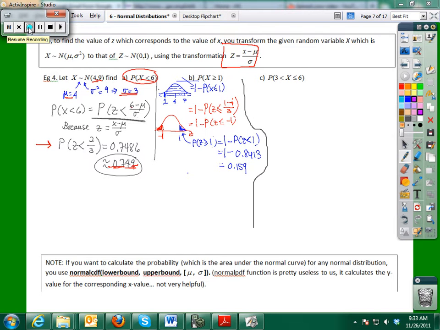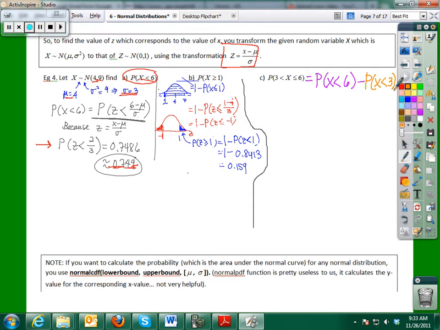Hello everybody! Now we're going to do example C. Well, this is the probability that x is between 3 and 6. I hope that you guys can realize this is the same thing as the probability that x is less than 6 minus the probability that x is less than 3.